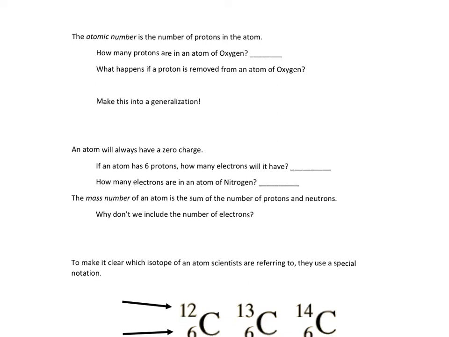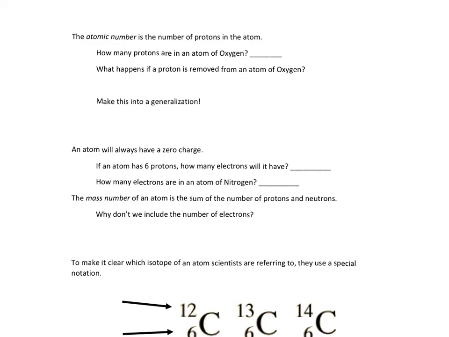Okay, so we just talked about atomic number, and the formal definition of that is the number of protons in the atom. So take a look at your periodic table, okay? Take a second, pull it up, pause the video if you need to. Bring up your periodic table and tell me, based on it, how many protons are in an atom of oxygen. Pause the video, give yourself a second.